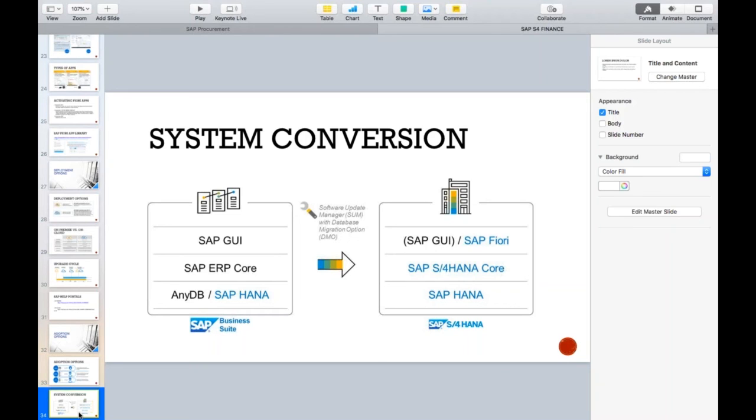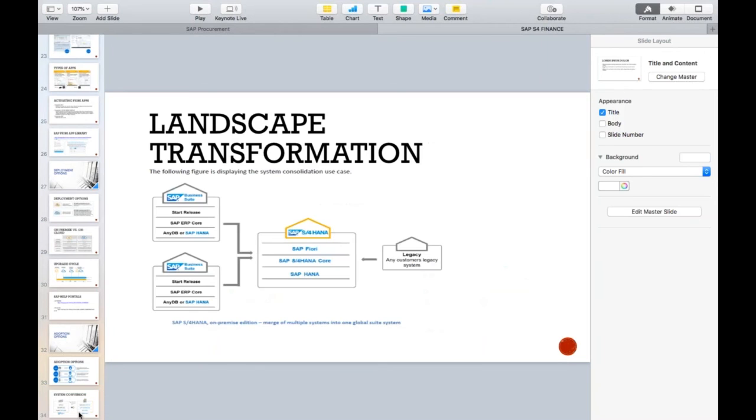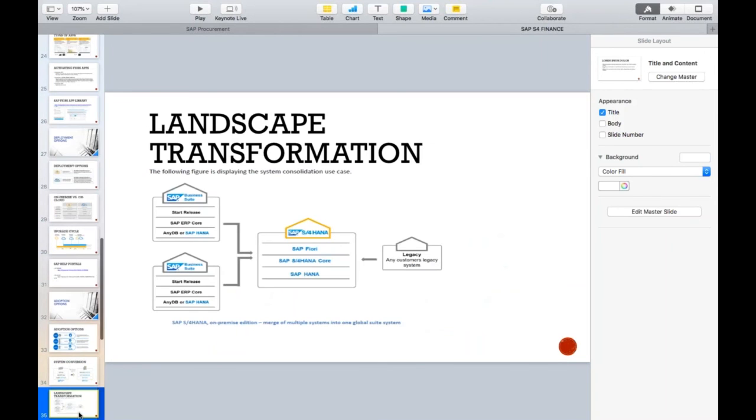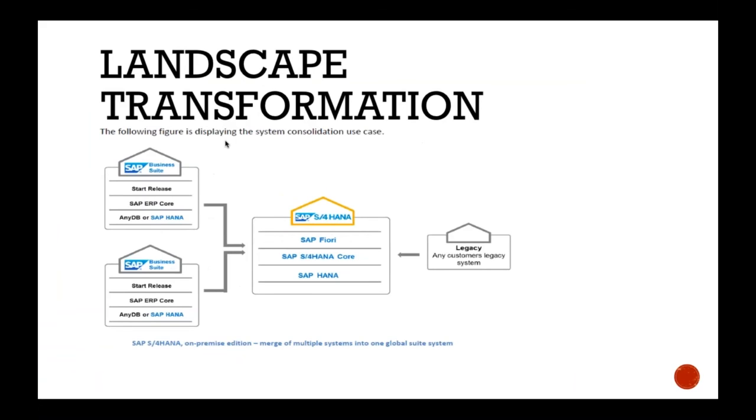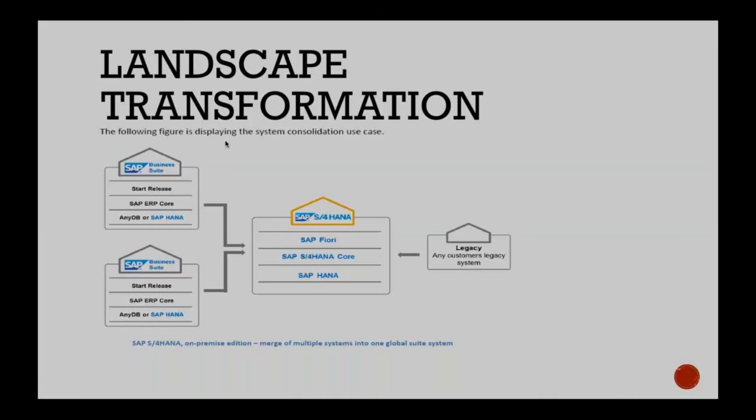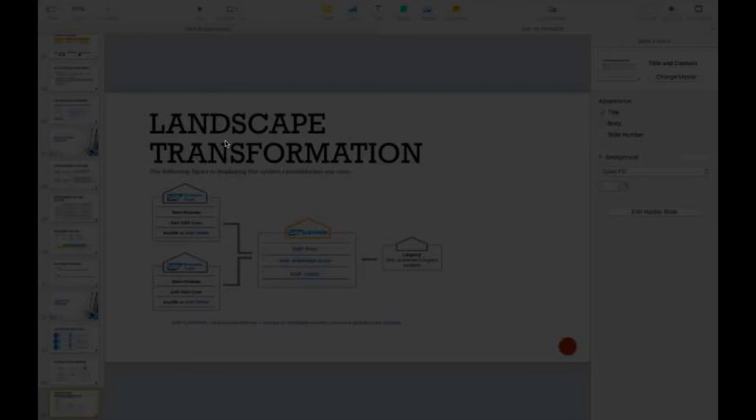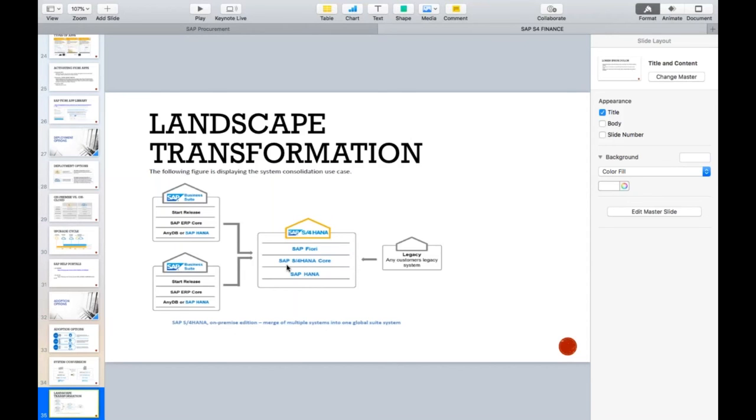Coming to the second one, which is called landscape transformation. What is happening in landscape transformation? You have two different SAP systems, let's say one for US, second for Europe. Whatever transactions you do in Europe as well as US, in real time, those will come into this central system for reporting. So you are doing the transactions here and you are getting the reports here.